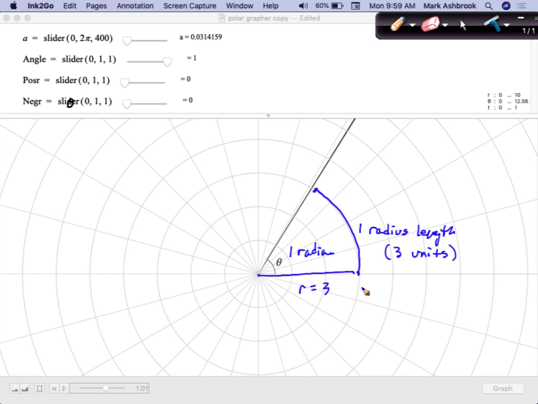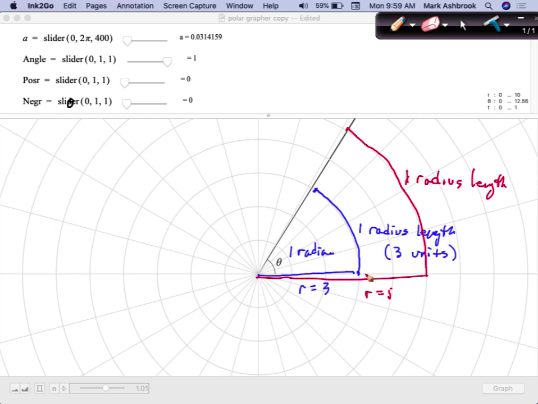Well, you say, that's only for this circle. No, it's not, right? If I go out to r equals 5, here's r equals 5, and I take one of those radius lengths and lay it on its circle, where will it end? Same place. So that's still 1 radius length, even though the radius is 5. It still represents the same amount of openness of the angle for its circle.